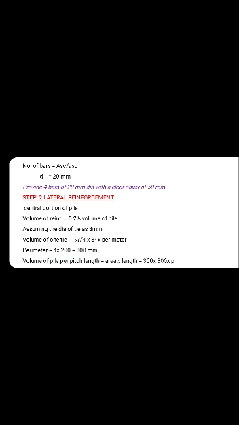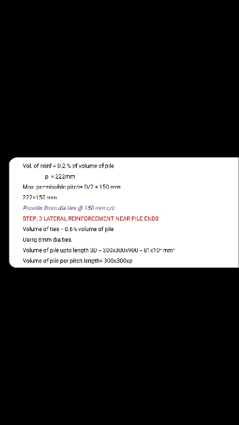Then volume of pile per pitch length is equal to area into length, which is equal to 300 into 300 into p, where p is the pitch. And the volume of reinforcement is equal to 0.2% of volume of pile, and p is obtained as 222 mm. From here, maximum permissible pitch is equal to lateral dimension by 2. It is obtained as 150. 222 is greater than 150. Therefore, provide 8 mm dia ties at 150 mm center to center.